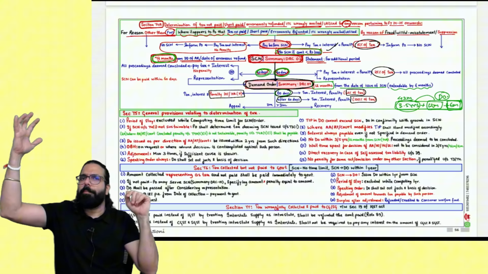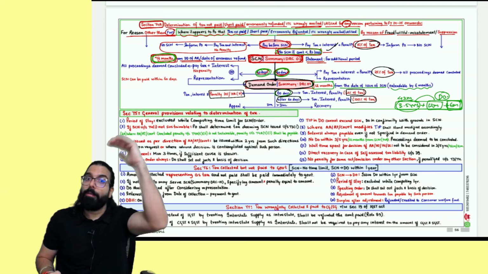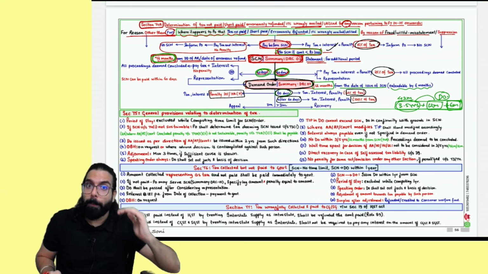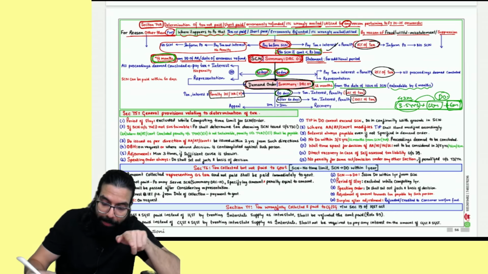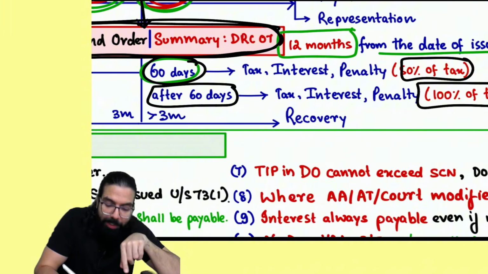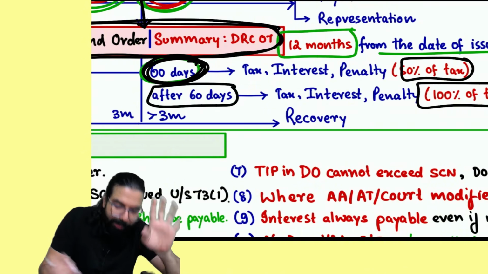Penalties, same. No penalty, no penalty. 10% or 10,000, whichever is higher. 15%, 25%, 50% and 100%. Here, the 50% reduced penalty which was there was given if you made the payment within 30 days. Now this payment date has become 60 days.